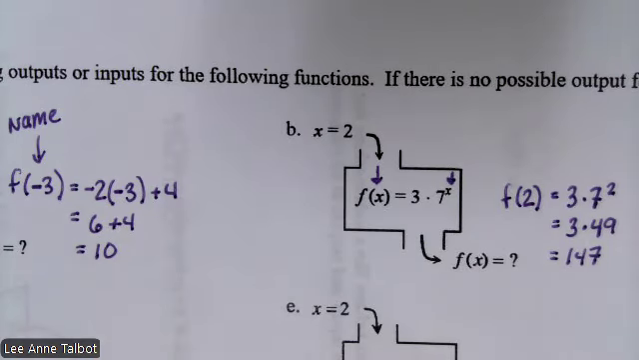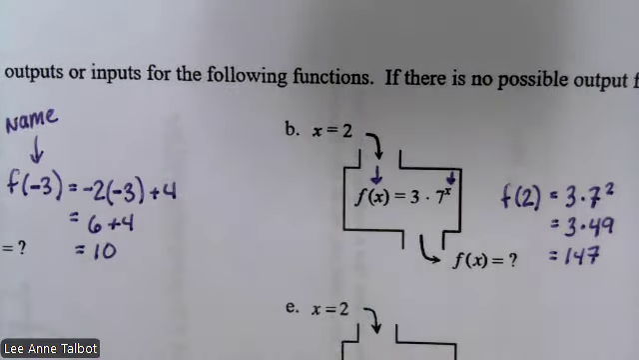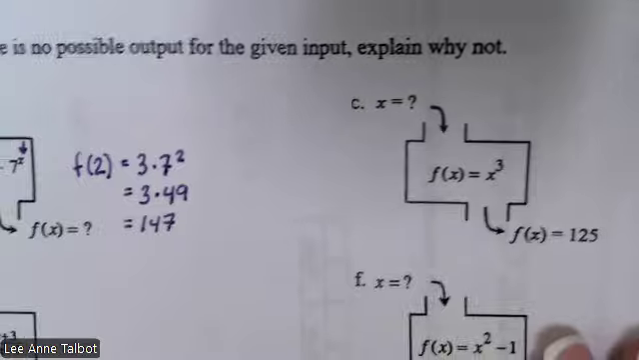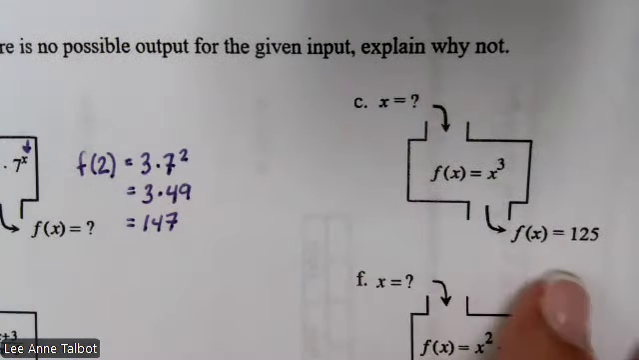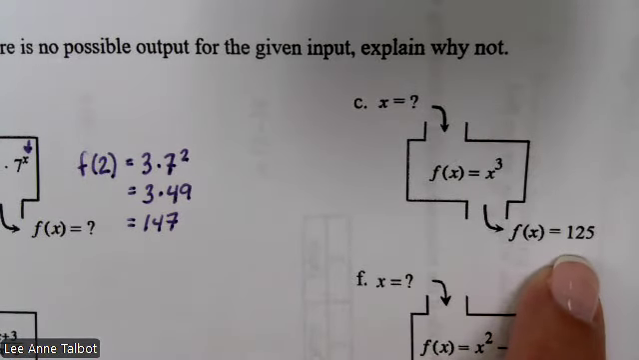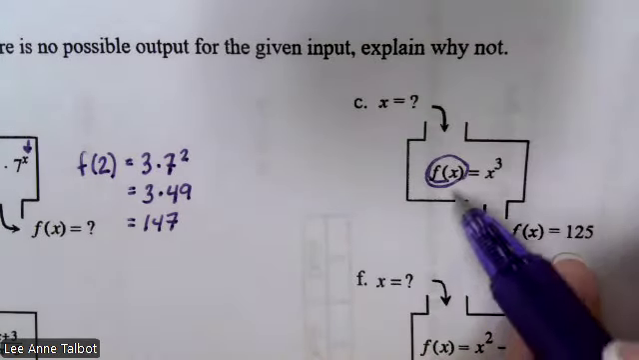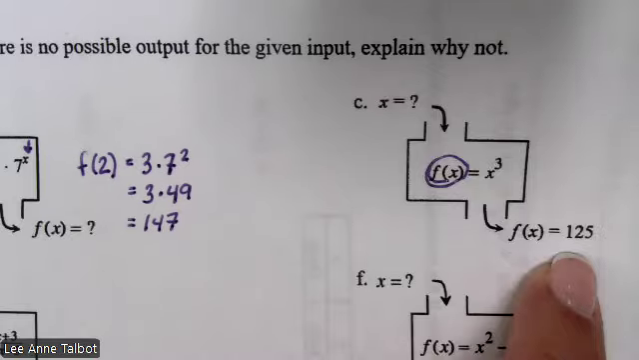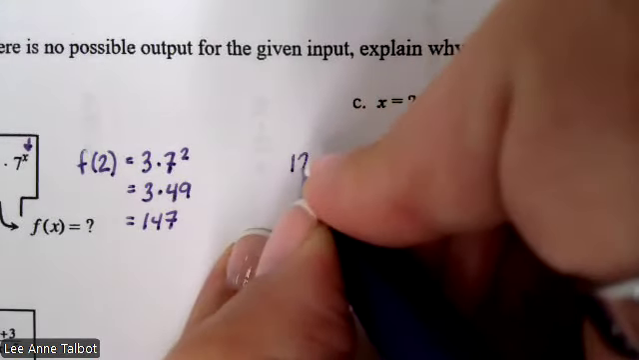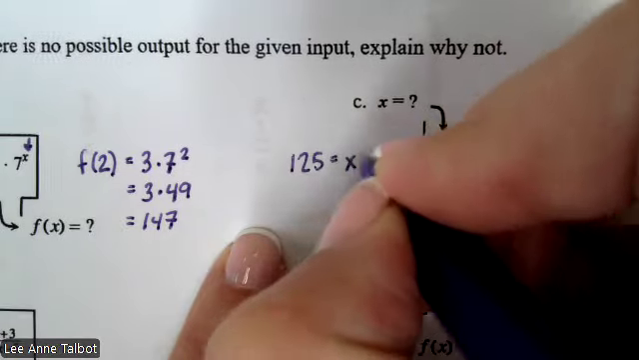How are we doing? You guys doing okay so far? Okay. So C. C is different from the other two because it has the output. So what I'm going to do is I'm going to take 125 and I'm going to put 125 right there for f of x. So 125 equals x cubed.